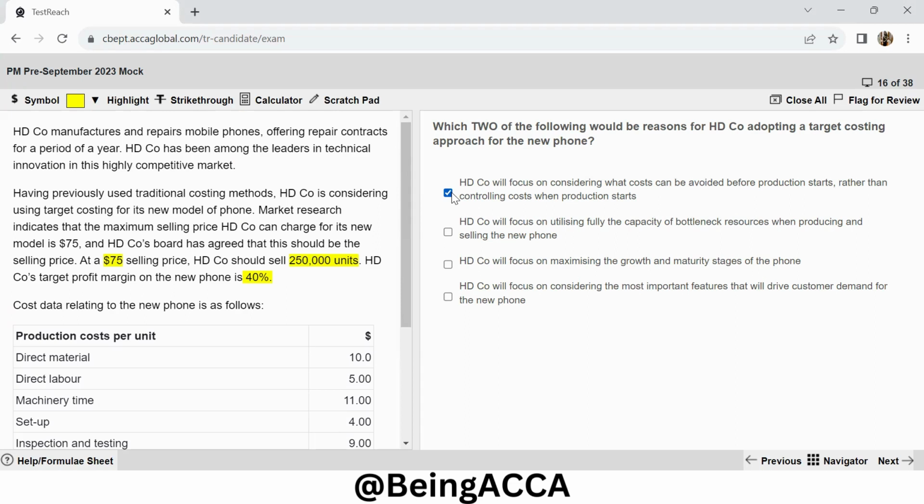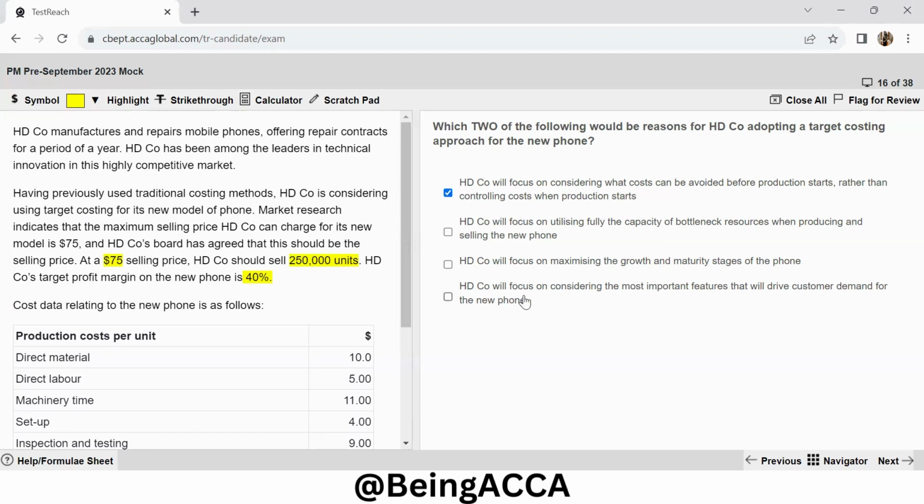The next point is HD company will focus on utilizing fully the capacity of bottleneck resources when producing and selling the new phone. No, this will not be your answer. This would have been your answer if they were adopting a throughput approach to pricing their products. Okay. HD company will focus on maximizing the growth and maturity stages of the phone. Now, this would have been the answer if they were using life cycle costing, right? Because these are the different life cycles of your product.